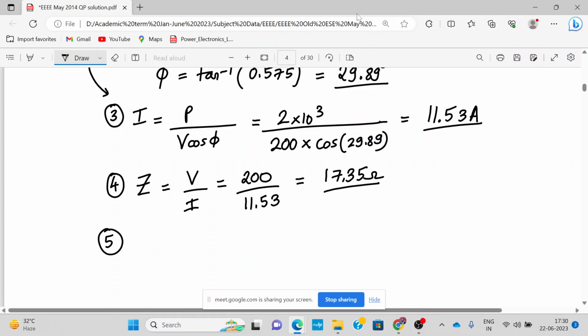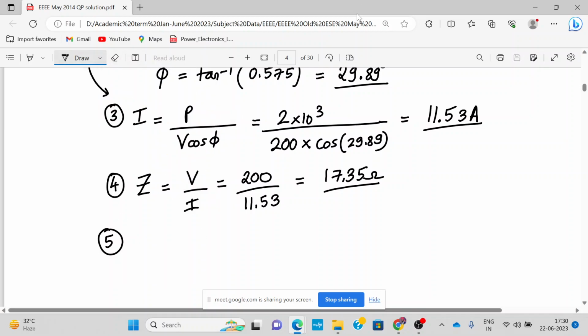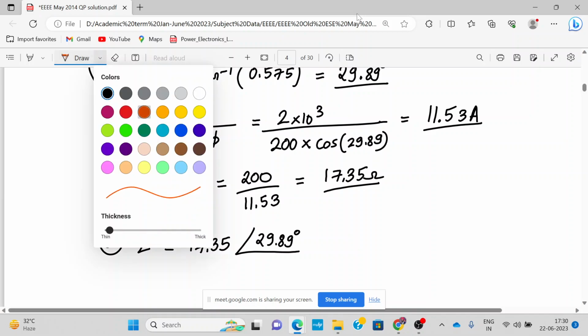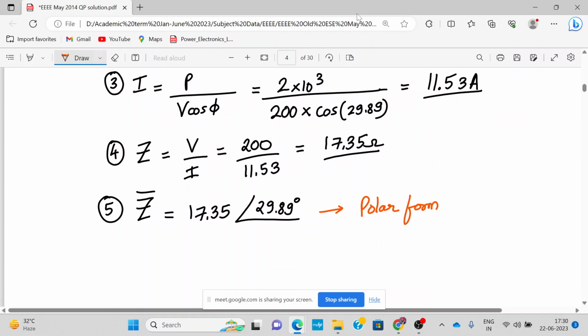Okay. Do you know rectangular and polar coordinates? Yes or no? Yes. Okay. In polar coordinates, if I want to write Z bar, what will be the magnitude? 17.35. Correct? And what will be the angle? This is phi. Okay. So this is your polar form. I want to convert into rectangular form.